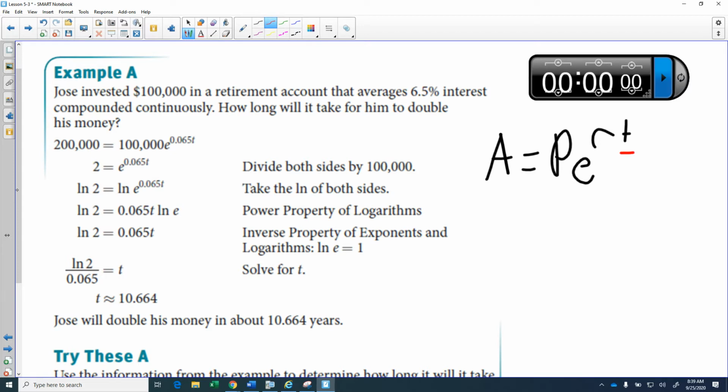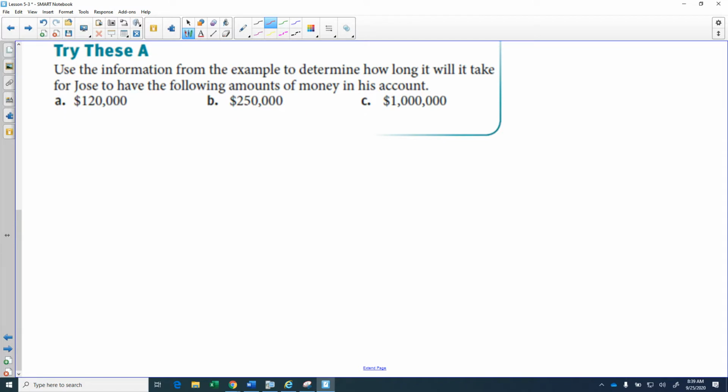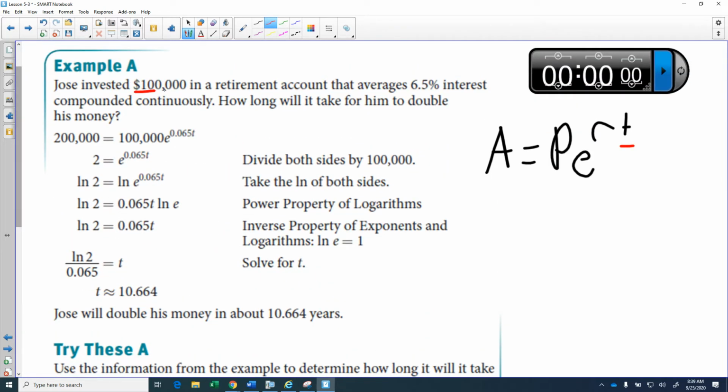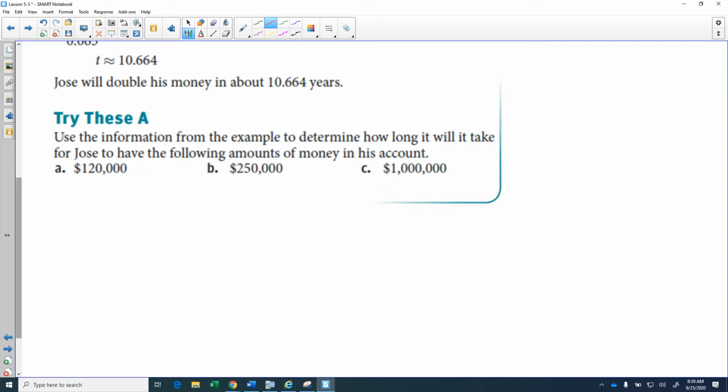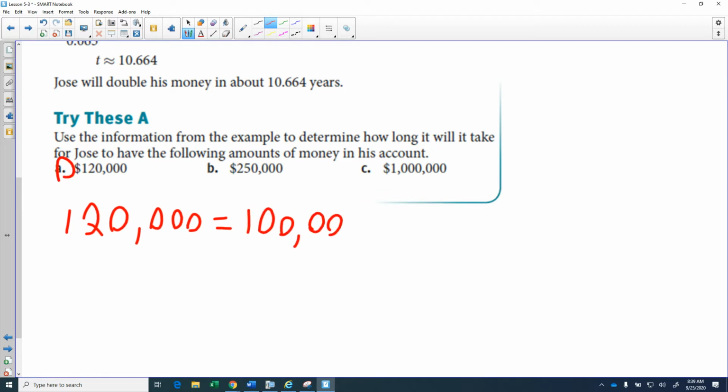So for all these problems, we're trying to solve for this t value. Let's go through one of these real quick. Using that equation of PERT, how long would it take from an original principal investment of 100,000 with an interest rate of 6.5% to reach 120,000? I would set this up like so. We'd have 120,000 is equal to my original principal, which was 100,000, times the value of e to the 0.065 times the value of t.